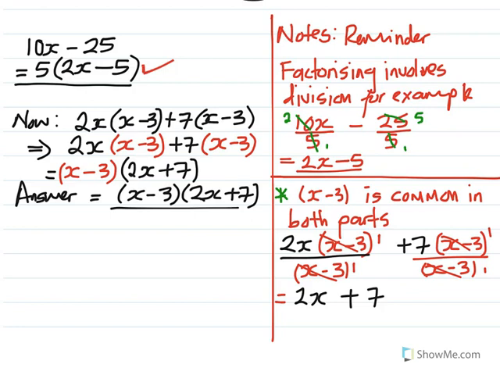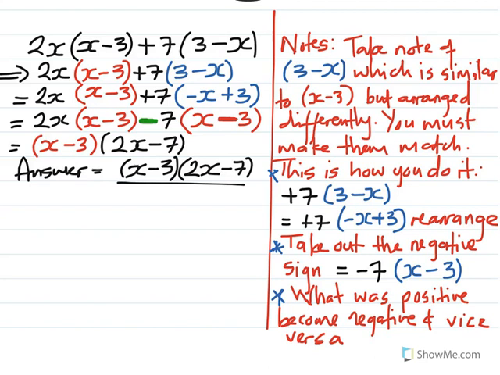This other one, you are factorizing 2x(x minus 3) plus 7(x minus 3), and you can see the red one, x minus 3, is common. So when you take out x minus 3, you're going to remain with 2x plus 7. So that is the answer. Moving on again, this is a problem that I want you to take note of. Look at this one. It says 2x(x minus 3) plus 7(3 minus x).